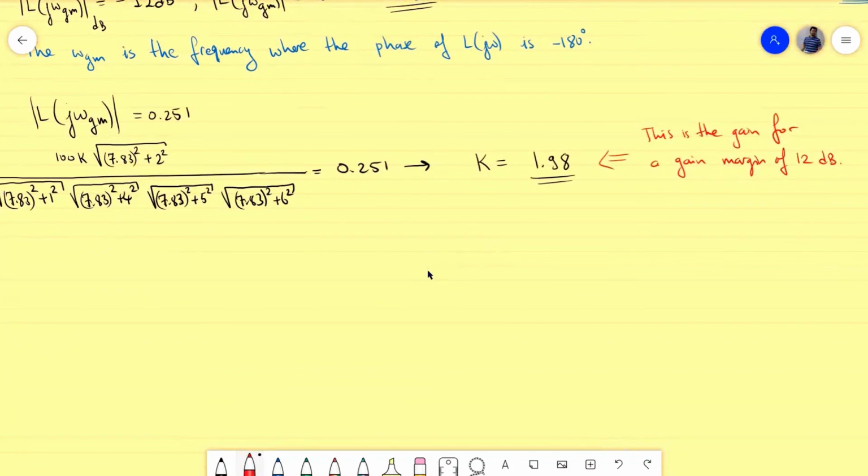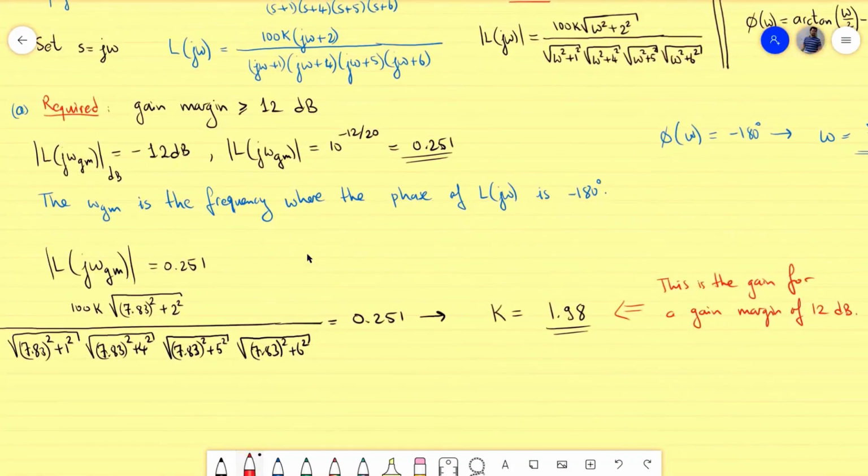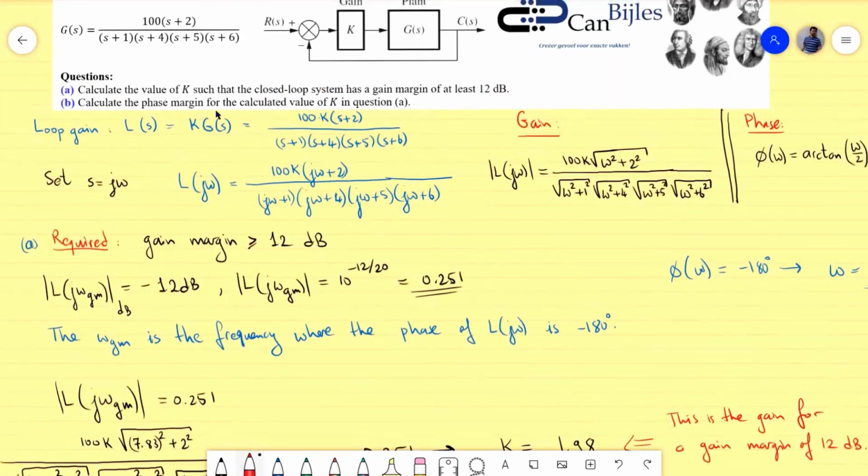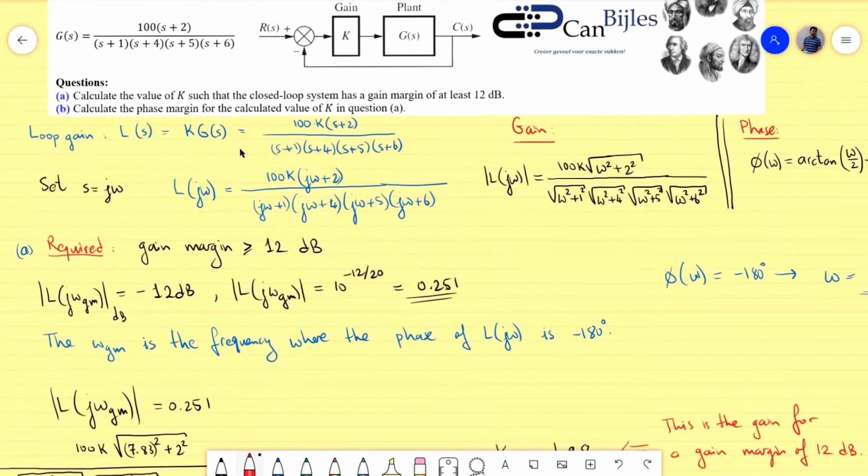Now, let's move to question B. What's question B? Calculate the phase margin for the calculated value of k in question A. So it's the following. You now have your loop transfer function, which has a known value of k, the controller gain. And for that new loop transfer function, I will calculate the phase margin.